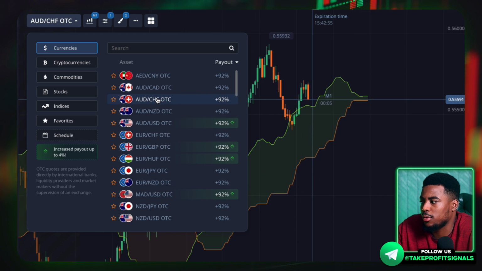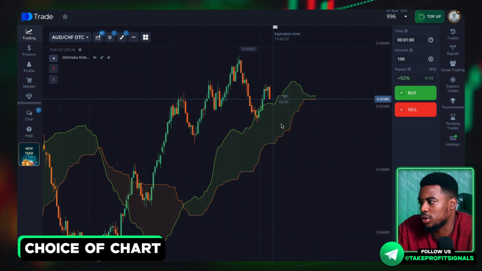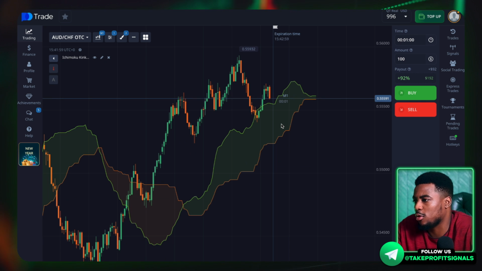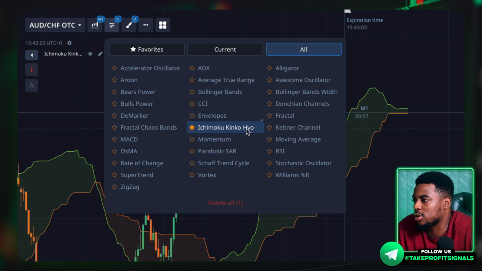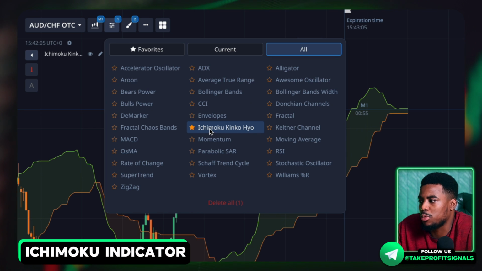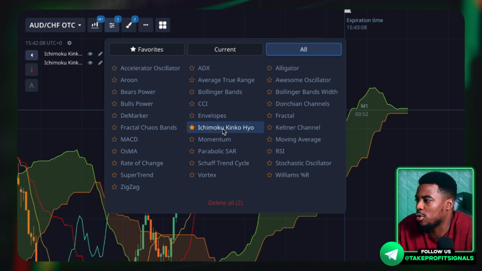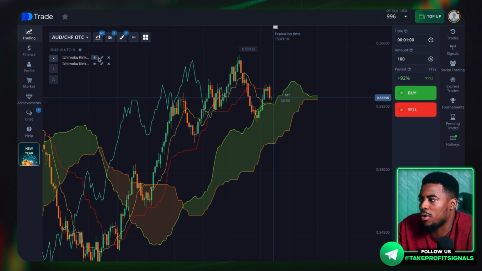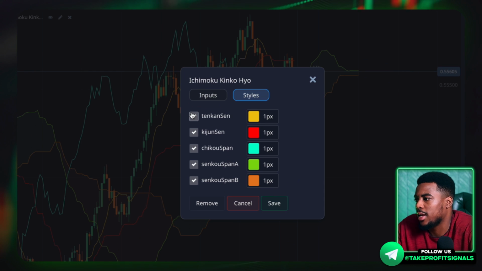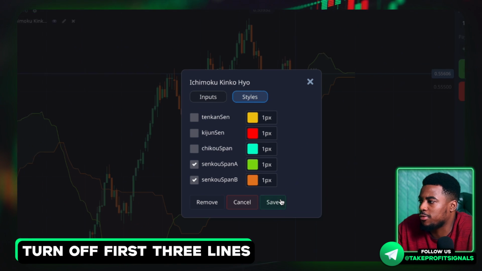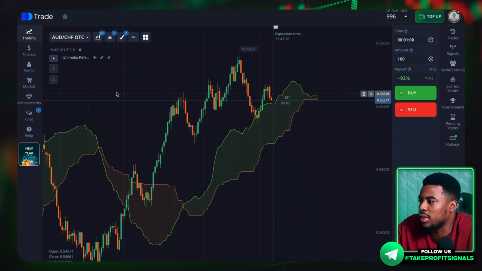The very first thing we need to know is the choice of the chart. Initially, we of course add an indicator in the indicators section. Here it is called exactly the same, Ichimoku, added, and the most important thing for us now is to customize it. We click on the pencil right here, and in style I just turn off these first 3 lines. We don't need them today.